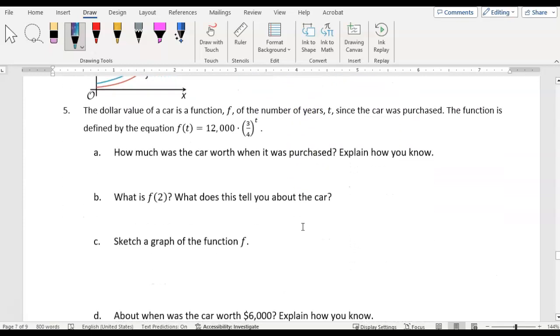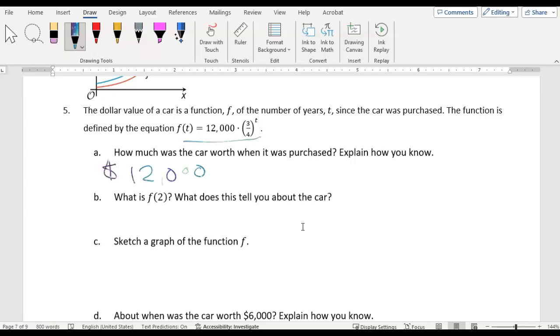The dollar value of a car is a function of the years t since the car was purchased. The function is defined by this equation, which means that 3/4 of the value is retained each year, or 75%, meaning we're losing 25% each year. How much was the car worth when it was purchased? So when it was purchased, it would have been to the 0th power of t. So this would be $12,000. It's a pretty cheap car.